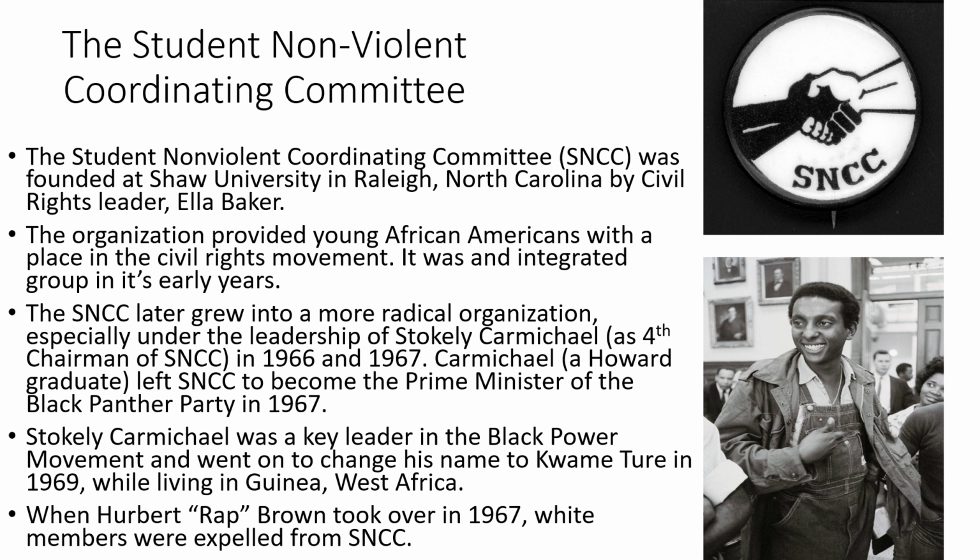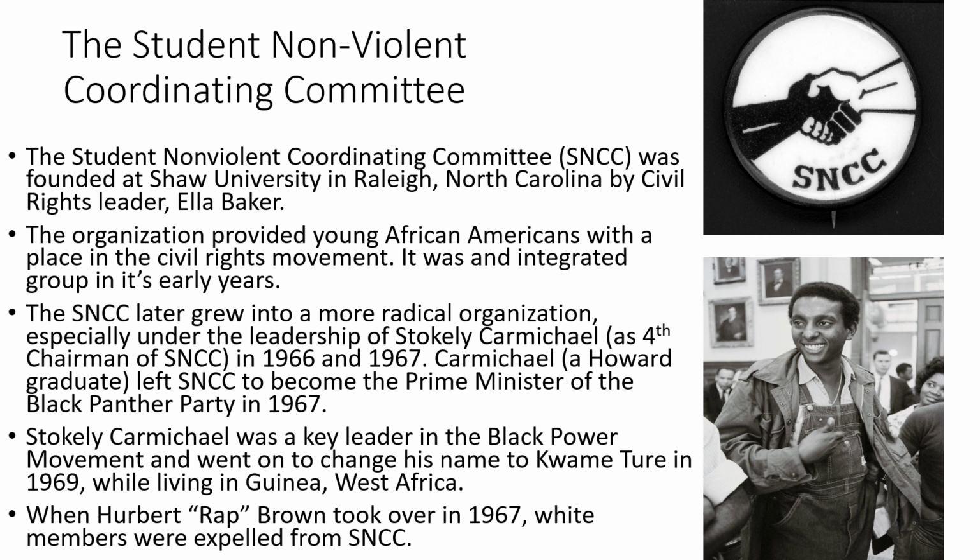The next guy that takes over SNCC is H. Rap Brown. He takes over in 67, and this is when white members are pushed out of SNCC, which creates controversy among the founders because the goal was to try to create unity among young people.